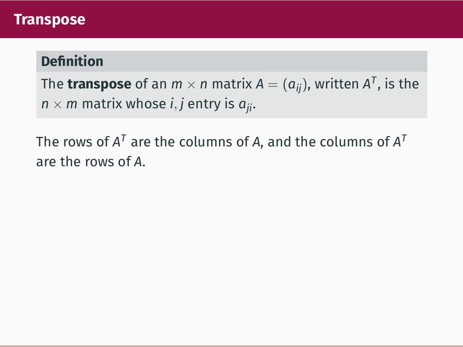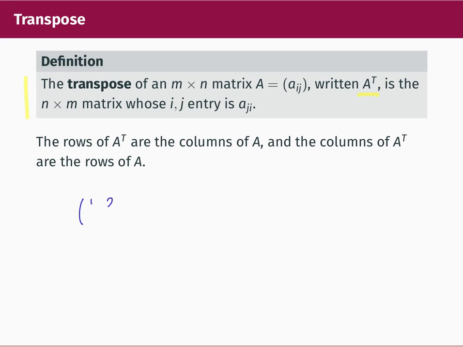Okay, final definition then is the transpose of a matrix. The transpose of an m by n matrix A, whose ij entry is little a subscript ij, which we write as A with a superscript capital T, is the n by m matrix whose ij entry is the ji entry of A. Another way to phrase that definition is to say that the rows of A transpose are the columns of A, or alternatively, that the columns of A transpose are the rows of A. So let's see an example of this.